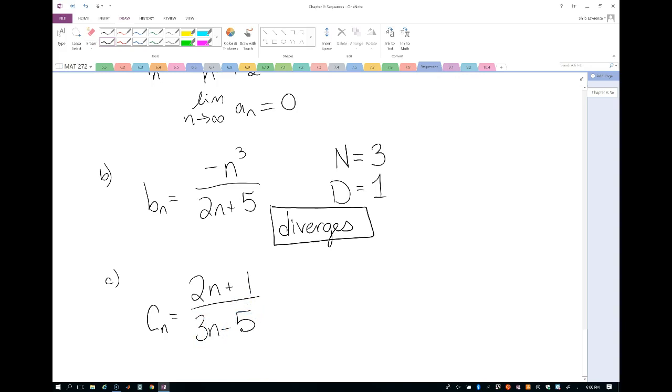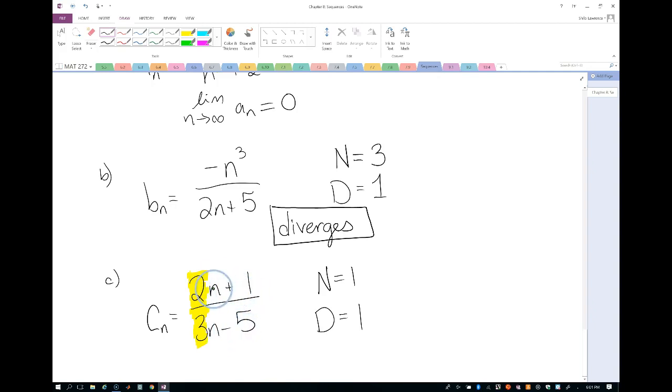Another one real quick. C sub n is equal to 2n plus 1 over 3n minus 5. Here, the degree of our numerator is 1, the degree of our denominator is 1, and we said when they were equal, what we would have to do is look at the ratio of the leading coefficients. So the numerator and denominator are growing at the same rate. The numerator grows by doubling the n, the denominator grows by tripling the n, so eventually, as n gets larger and larger, that plus 1 and minus 5 are not going to make any difference.